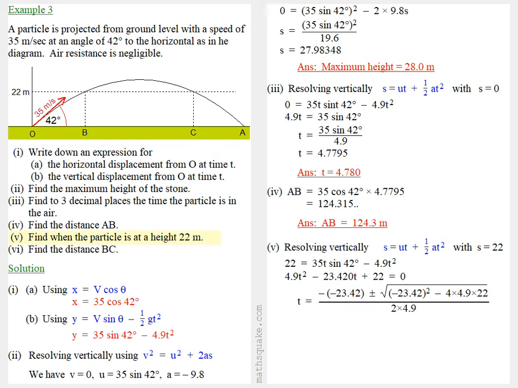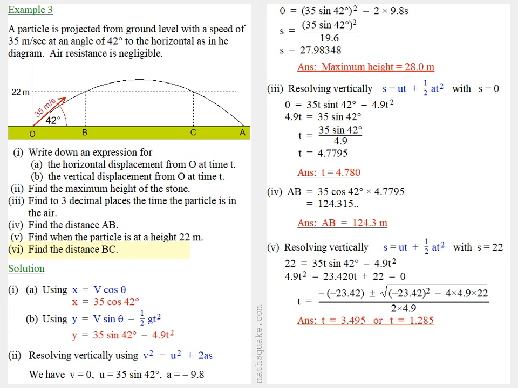Now we can use the quadratic formula to solve that. We put all the terms into minus b plus or minus the square root of b squared minus 4ac all over 2a. And when we work that out we get t is equal to 3.495 or t is equal to 1.285.